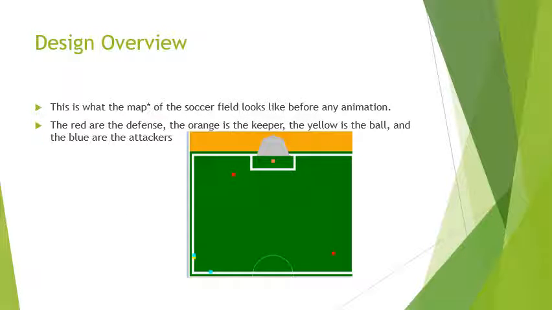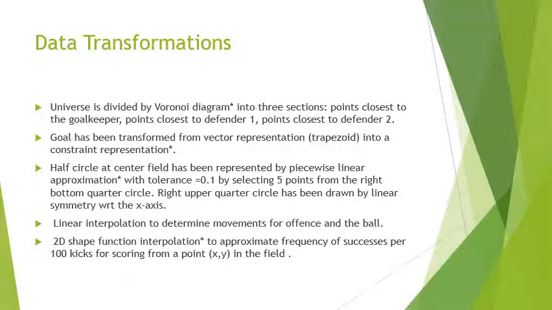This is what the map of the soccer field looks like before any animation whatsoever. The red squares are the defenders, which once again do not move. The orange is the goalkeeper, which also does not move since this is only a drill. And the yellow is the ball, and the blue are the attackers. Of course, if this was a real game, the defenders and the goalie would have actually moved, but this is not a real game.